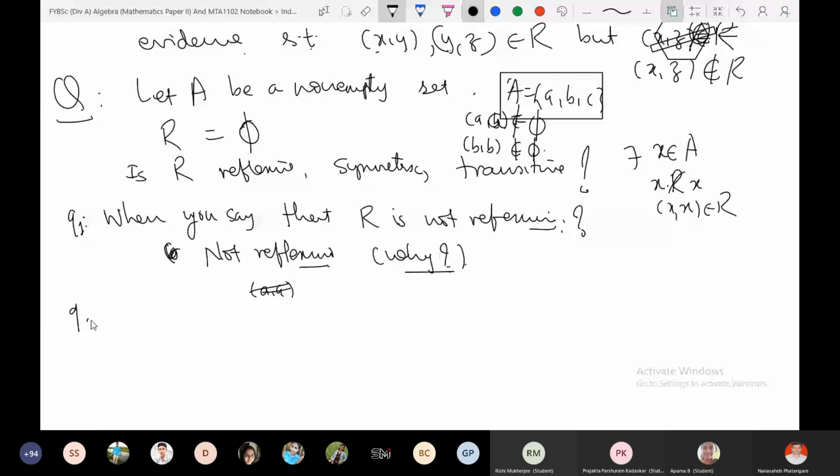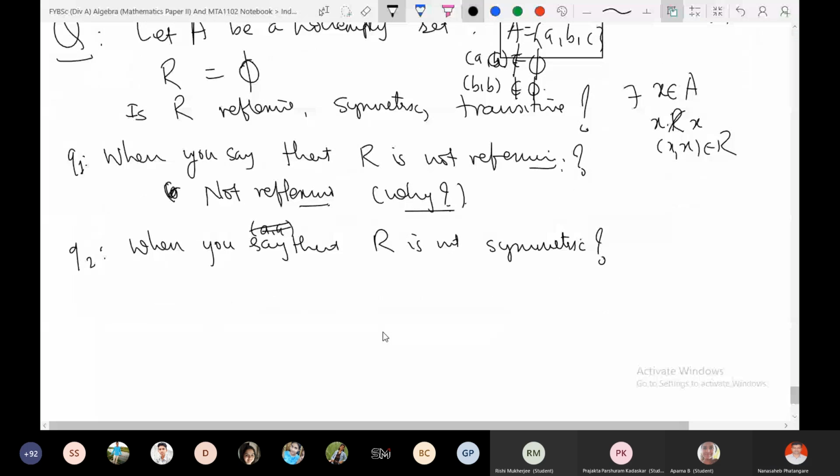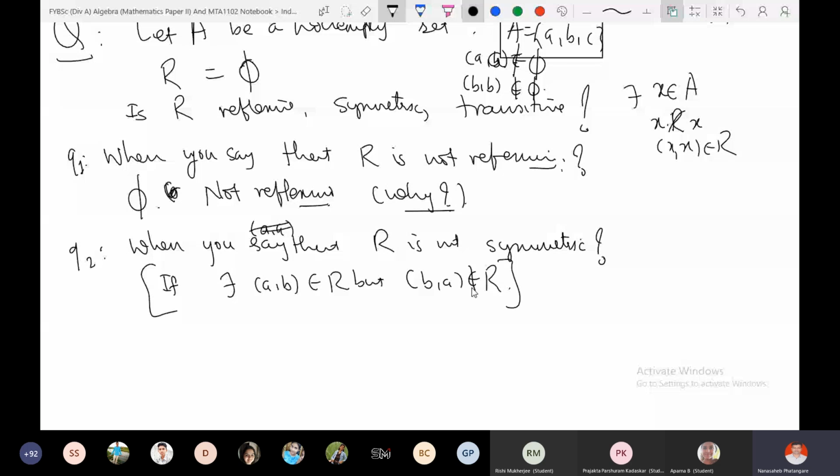So when you say that R is not symmetric, when do you say that? If you can produce an element AB in R but BA not in R, correct? When we declare that a relation is not symmetric, we need evidence: AB is in R but BA is not in R. Am I right? Yes, sir. Very good. Now you give me a pair AB such that BA is not in R.